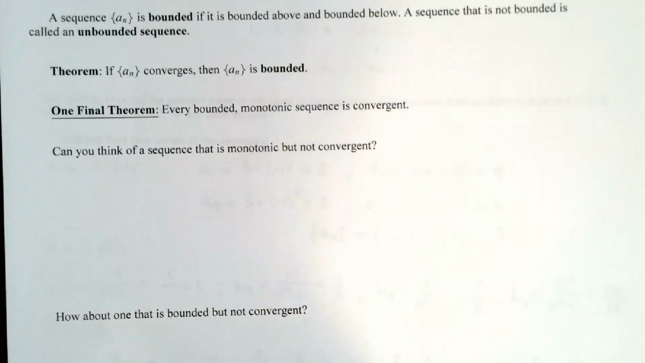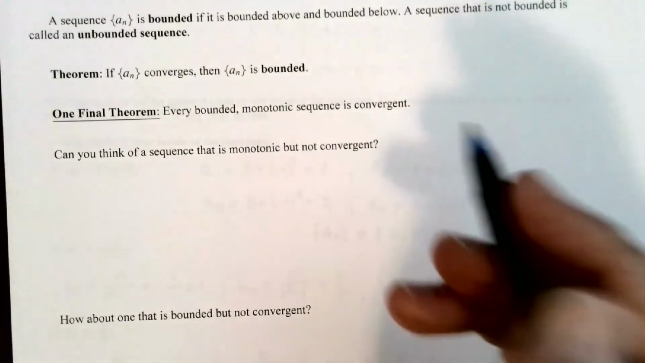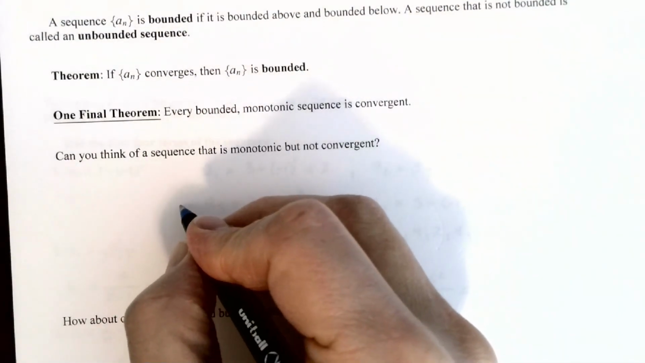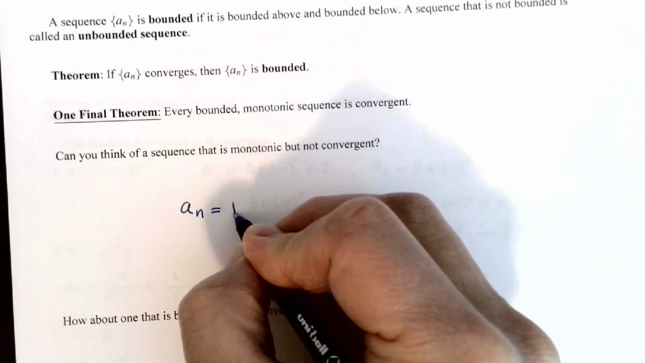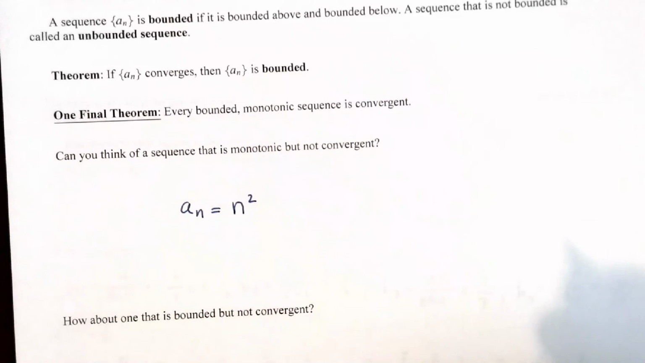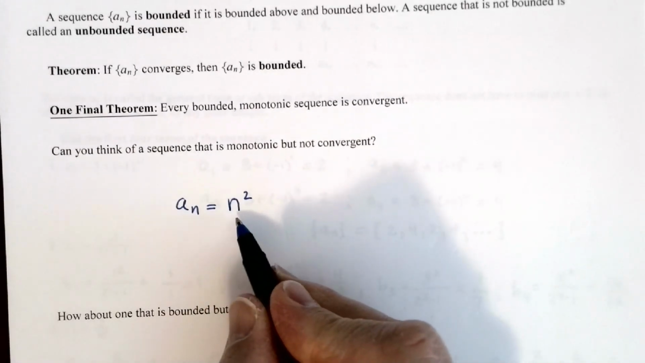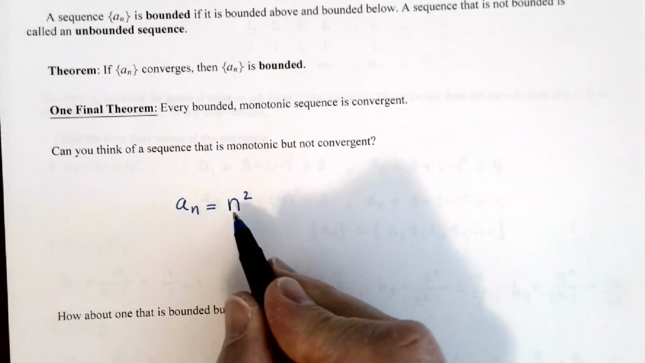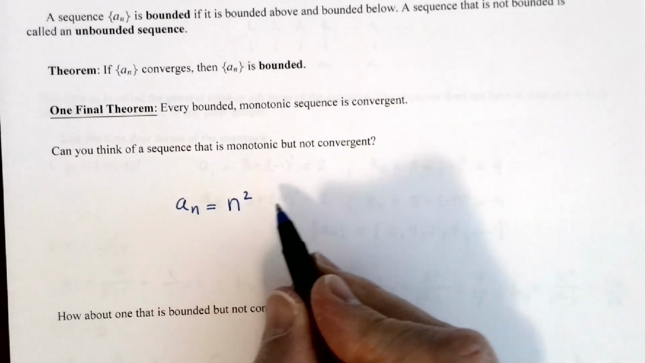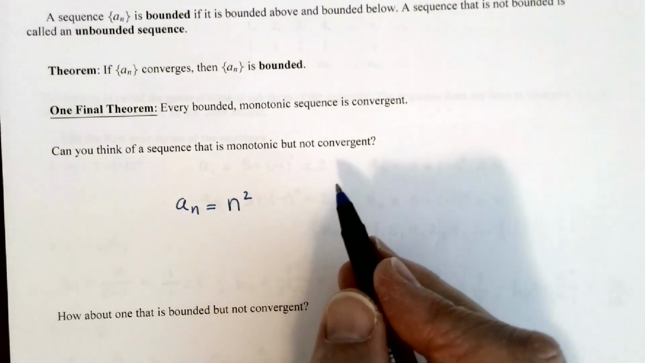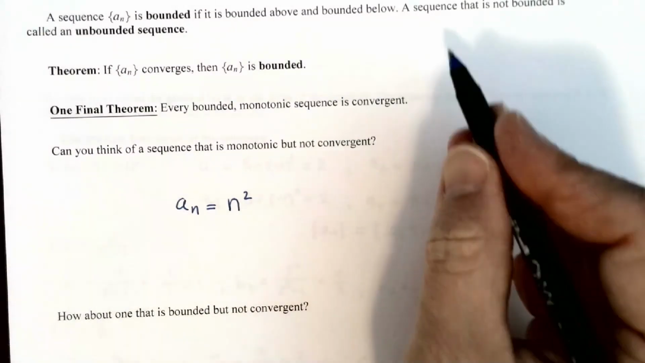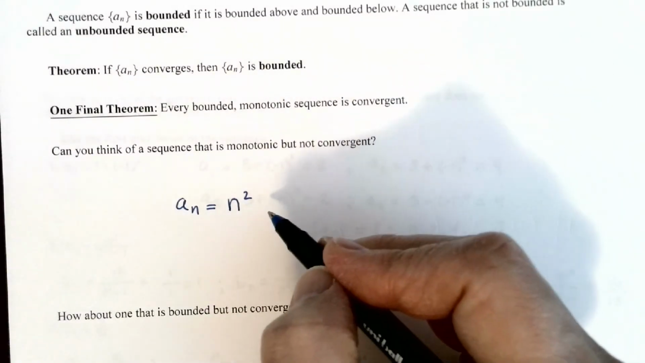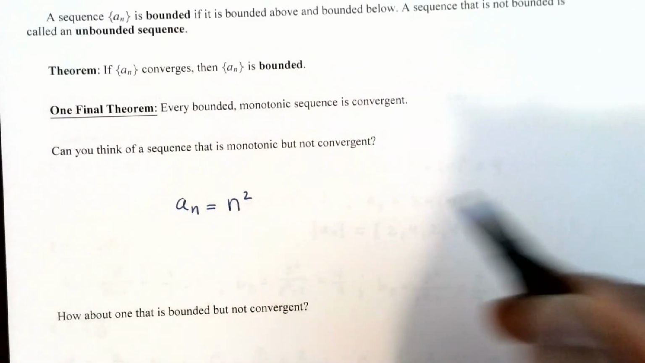Can you think of a sequence that's monotonic but not convergent? Sure, there's a lot of them. Here's an example. It's monotonic, it's non-decreasing. For 1, I get 1, for 2, I get 4, for 3, I get 9, for 4, I get 16. It's just blowing up to infinity. It's monotonic, but it's not convergent, so that's easy.